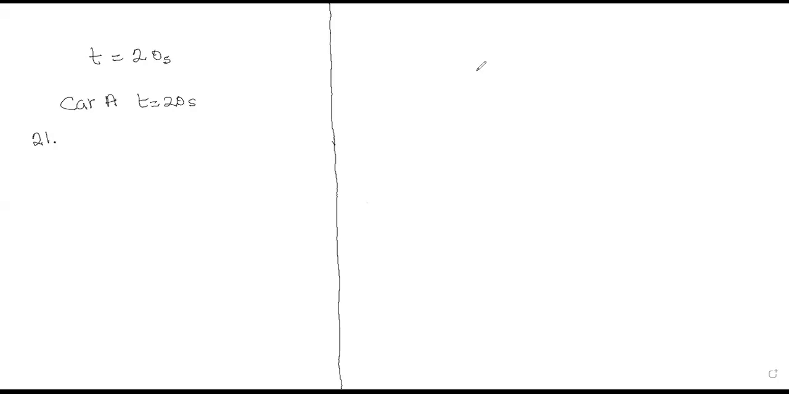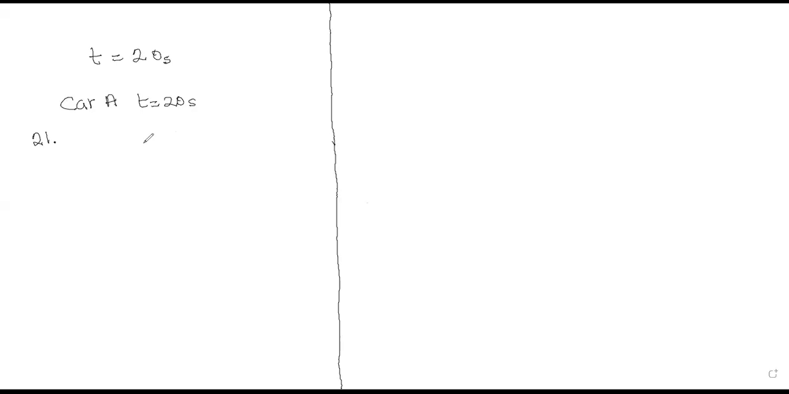Frank, I call you, but the feedback is not good. The car is non-uniformly decelerating. So this is a non-uniformly decelerated motion. Thank you.